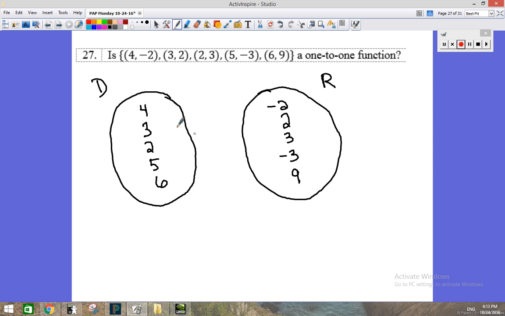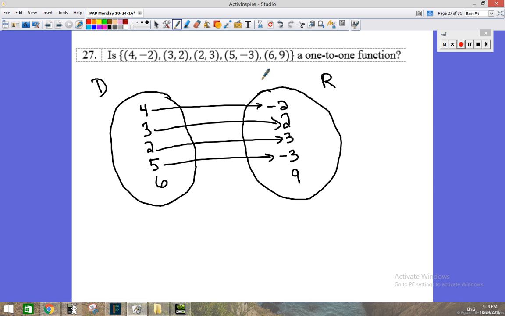I didn't have any numbers that repeated. If a number did repeat, I would only list it once in the set. Well, this is telling me that 4 is related to -2. And this is telling me that 3 is related to +2. And that 2 is related to 3. And that 5 is related to -3, and 6 is related to 9.